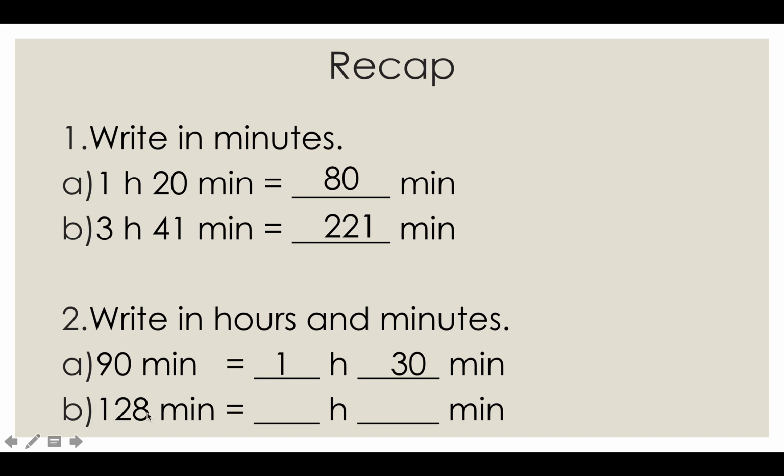Next, likewise, we count 60, 120, 180, and we realize that we have already overshot, so we stop at 120, and that is 2 hours. We take 128 minus 120, you have 8 minutes left. So 2 hours and 8 minutes.